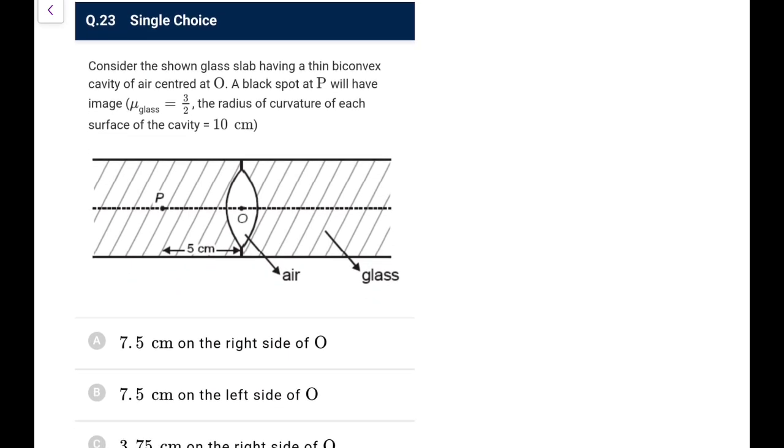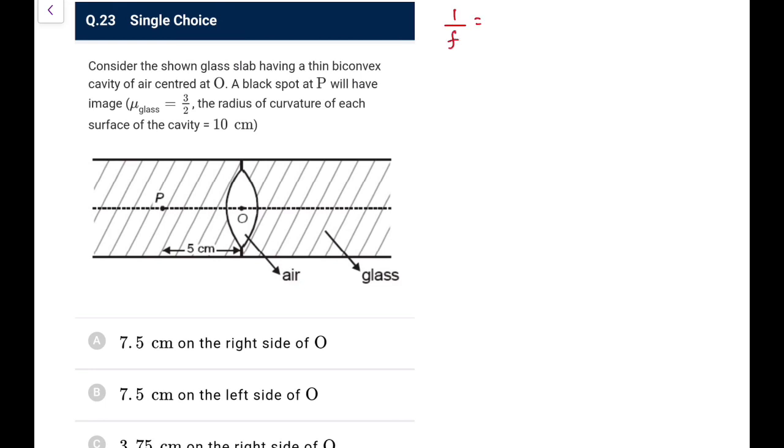Next, consider the shown glass slab having a thin biconvex cavity of air centered at O. A black spot at P will have an image. Mu of glass is root 3 by 2, radius of curvature of glass surface is this, okay. So there is a black spot at P and you have to find the image here. So what we have, this is the air in a glass that acts as a lens. So what would be basically the focal length if I have to solve?